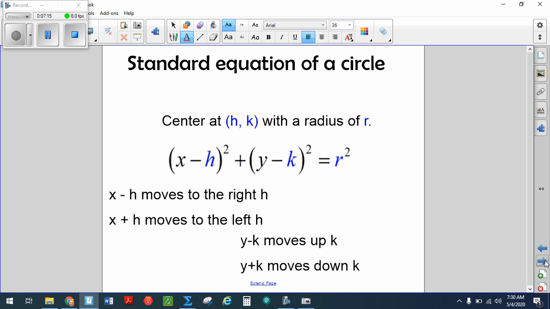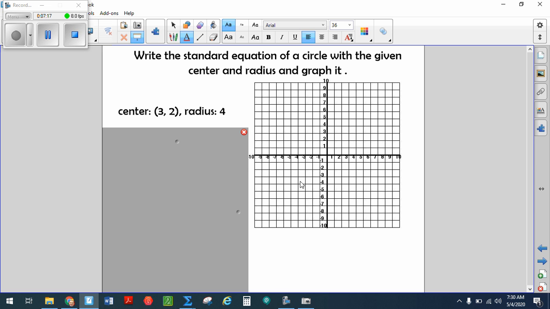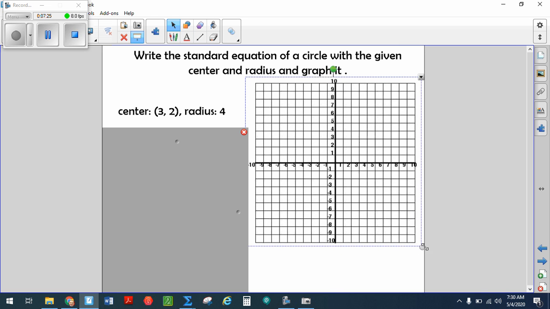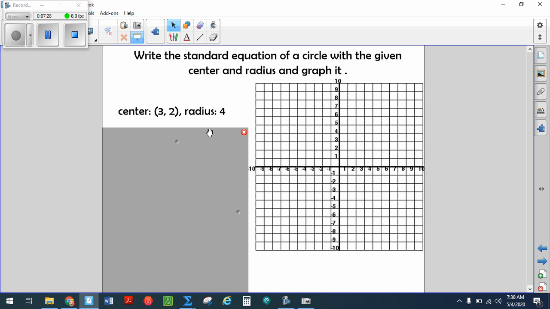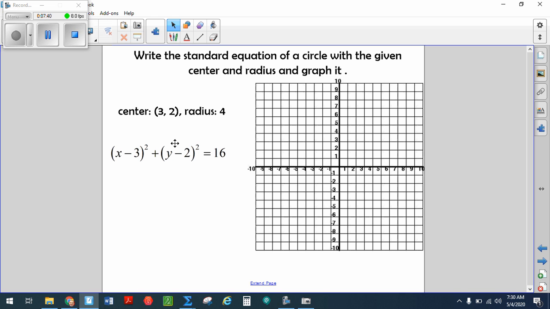So let's do a couple practice problems. Write the standard equation of a circle with a given center and radius and graph it. My center is at 3, 2 with a radius of 4. So that means I've gone to the right 3 and up 2, with a radius of 4. So here's my equation.